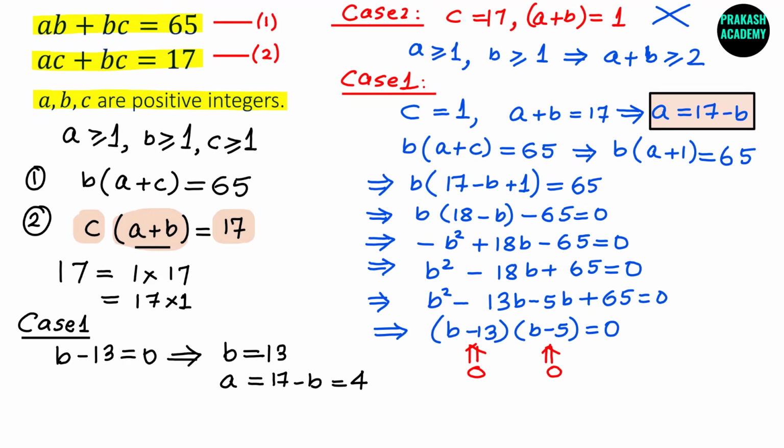So if this happens, that is case 2, B minus 5 equals 0. This means B equals 5. If B equals 5, then what will be the value of A? A is 17 minus B. So this is 17 minus 5, which is 12.